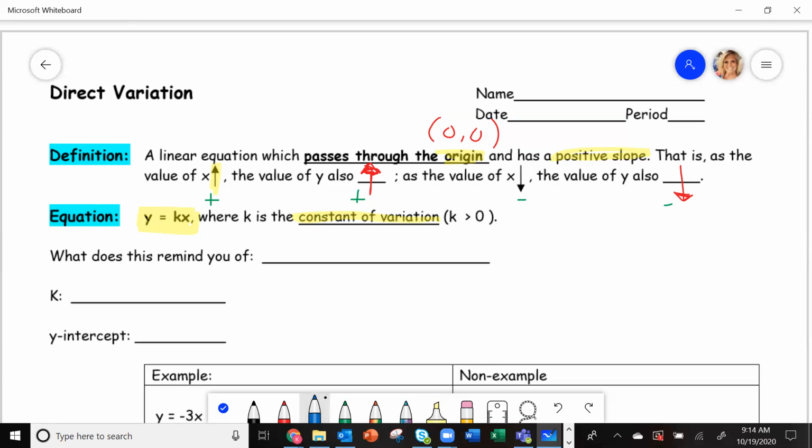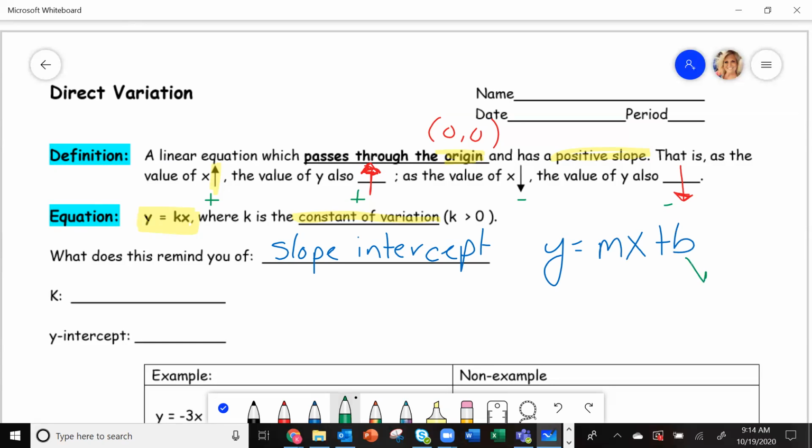This equation kind of is going to remind you of slope-intercept, which is y equals mx plus b, where b is going to be 0. It'll be 0, 0. And m is going to be your k value. So k is the same as your slope. And the y-intercept is always going to be 0, 0 when you are dealing with an equation that is direct variation.